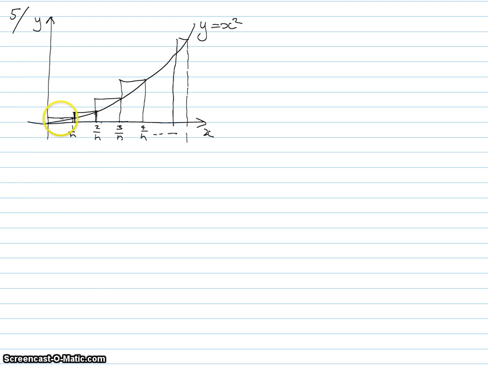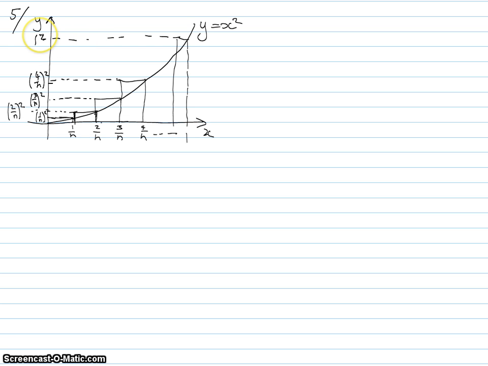Well, what's the height? This is y equals x squared. So this height here is the same as this point here, so it's going to be 1 over n squared. This height here is going to be 2 over n squared. This height here, we're going to get 3 over n squared. And up here, we will get 4 over n squared, right? All the way up until we get 1 squared.